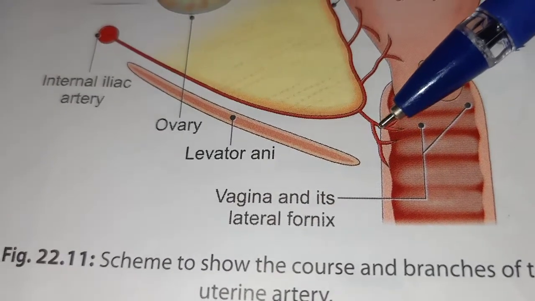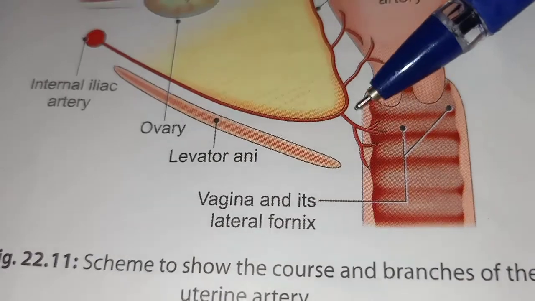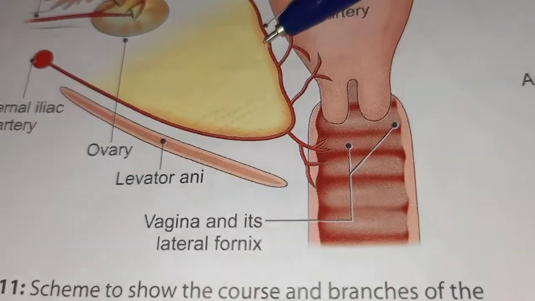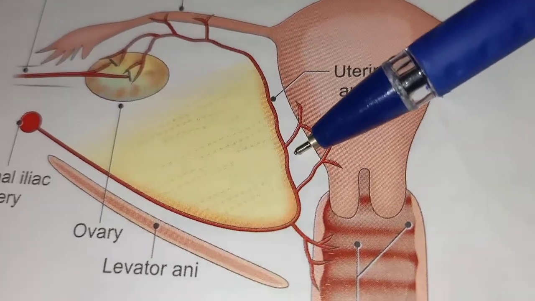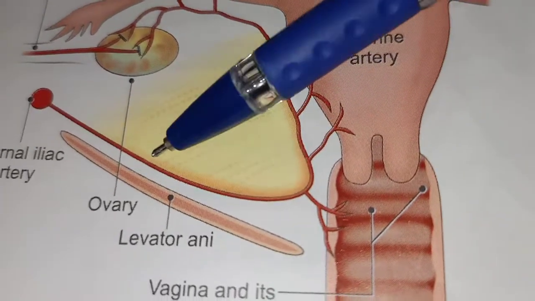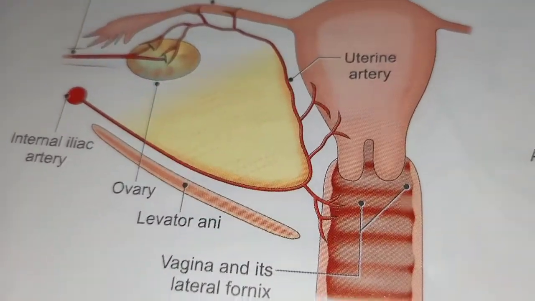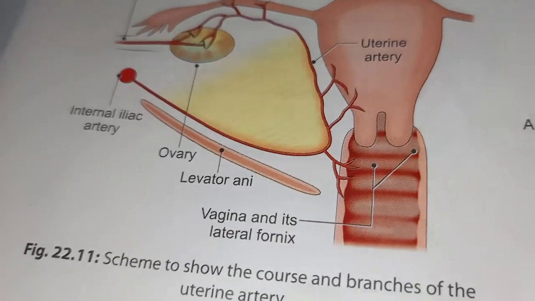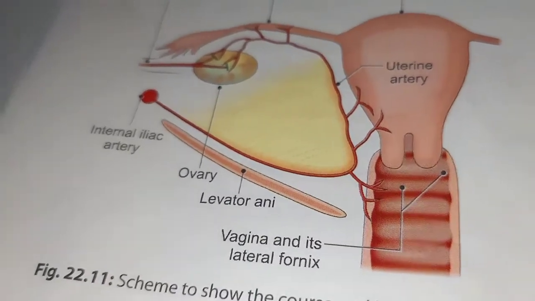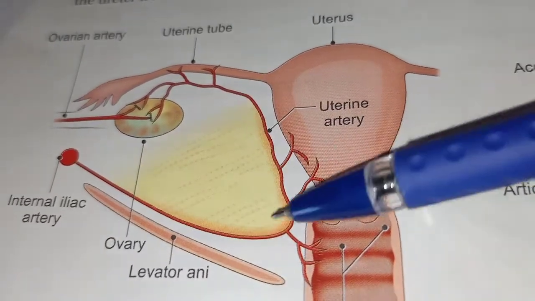Here the artery crosses above the ureters. Here would be the ureters, and it runs from lateral to medial side. So from laterally it is coming to the medial side and then it passes upward along the side of the uterus. When it is going from lateral to medial, it is crossed by the ureters and it supplies the lateral vaginal fornix.